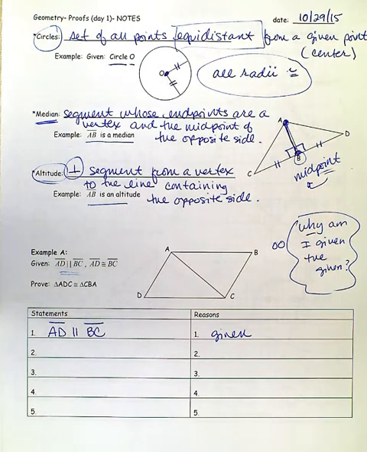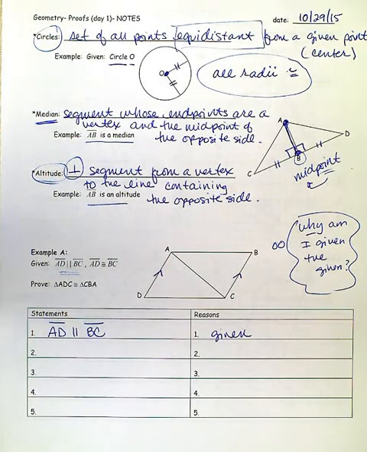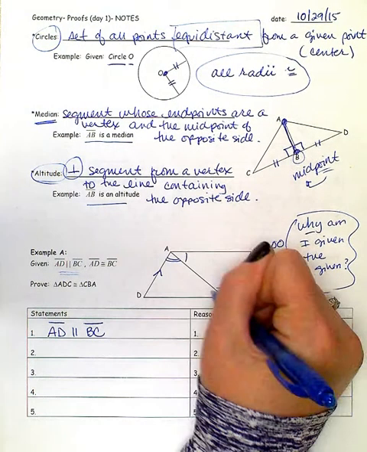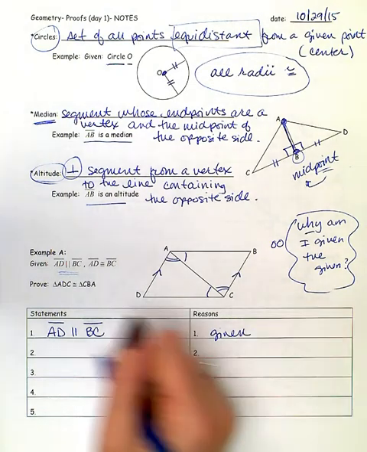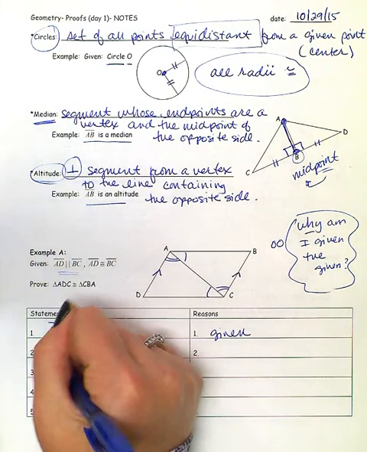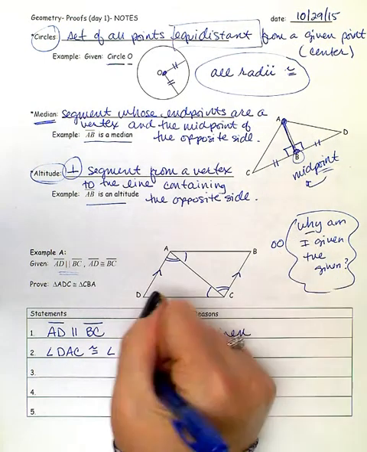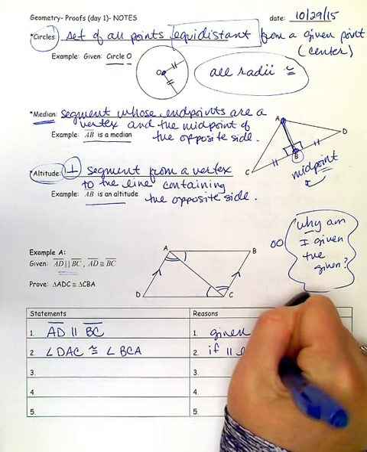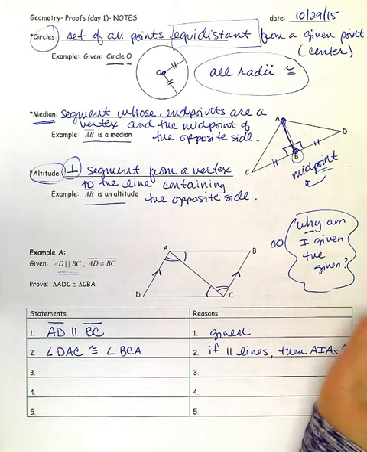Okay, so parallel lines, if AD is parallel to BC, you want to be thinking to yourself, that gives me alternate interior angles. So that is angle DAC is congruent to angle BCA, because if parallel lines, then alternate interior angles congruent.